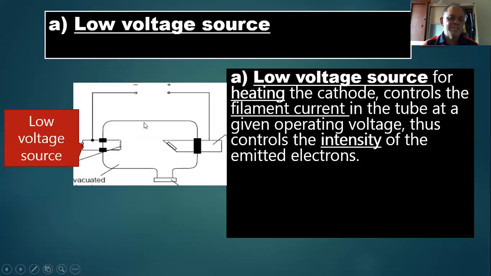Okay, we look at a low voltage source for heating the cathode. Right? So it controls the filament current in the tube. It also controls the intensity of the current. Electron current that's flowing to the target.